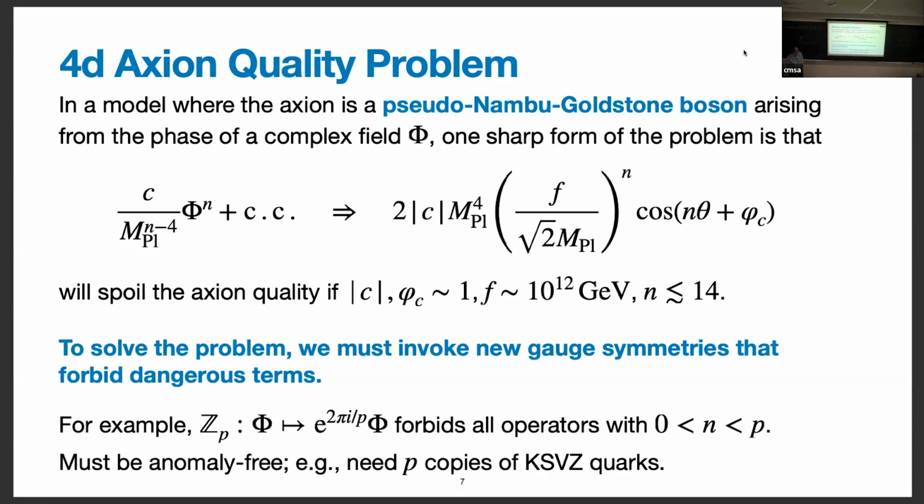You can do it. You can invoke something like a discrete gauge symmetry that rotates the phase of phi. If I rotate phi by e to the 2 pi i over p, I can forbid every operator up to phi to the p. So if I invoke such a symmetry with p equals 14, I can claim to have solved the strong CP problem. But it's not a very pretty thing. You're putting in this awkward new symmetry by hand. In some cases, this also tends to mess up the cosmology. So we can ask, is the axion really a good solution to this problem or not?